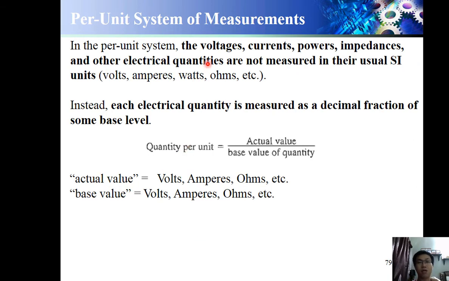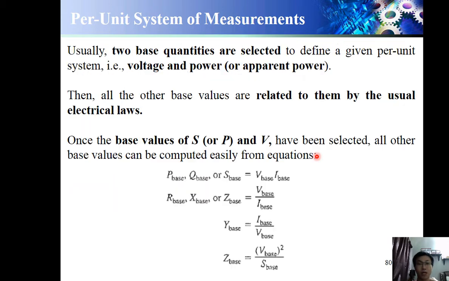In the per unit system, the voltages, currents, power, impedance, and other electrical quantities are not measured in their usual SI units. We have no more volts, amperes, watts, or ohms. Instead, each electrical quantity is measured as a decimal fraction of some base level. How can we get a per unit? We use the actual value divided by the base value of the quantity. The actual value is in volts, amperes, ohms, and the base value is also in volts, amperes, ohms. For example, 24 volts divided by 24 volts becomes 1. This is per unit.